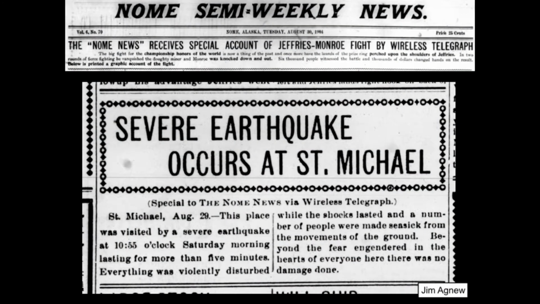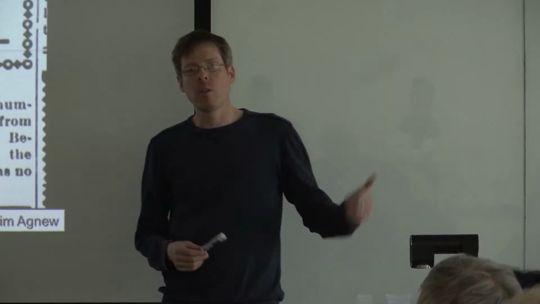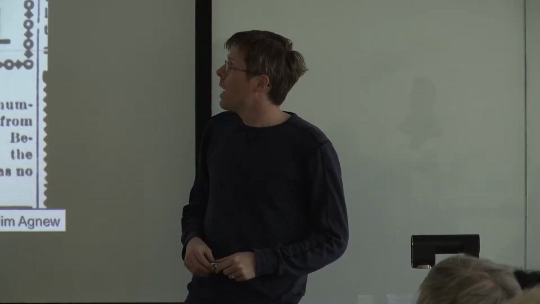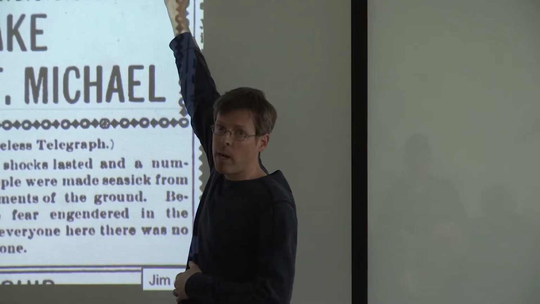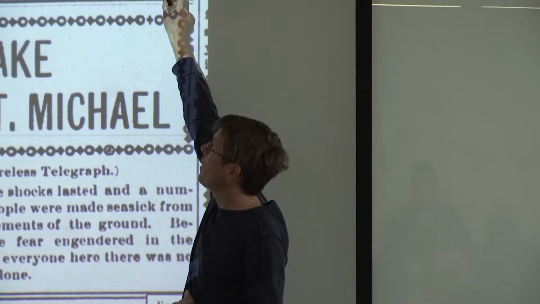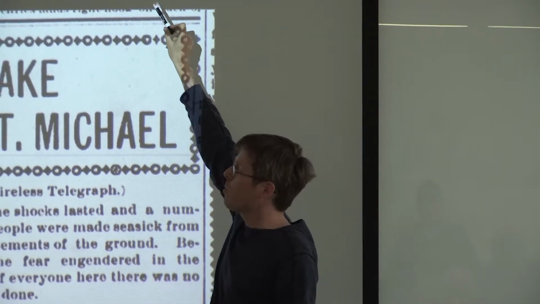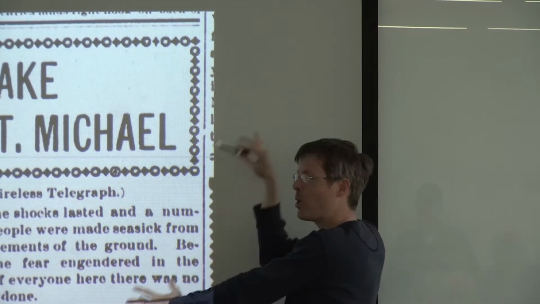And there was another newspaper out of Nome. Nome had, I believe, 3 newspapers at this time. One of them had just received wireless telegraph from St. Michael on the western coast of Alaska. And this was actually the second story they ever received after wireless telegraph. The first was a boxing fight that covered most of the front page. You wouldn't guess it by the way I've blown this up here.